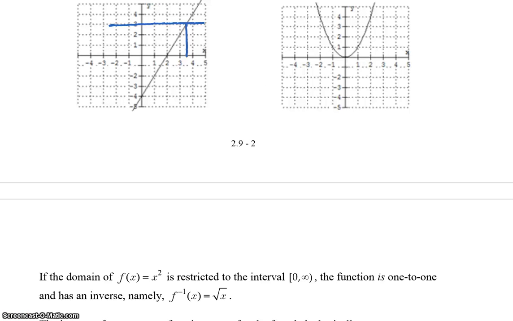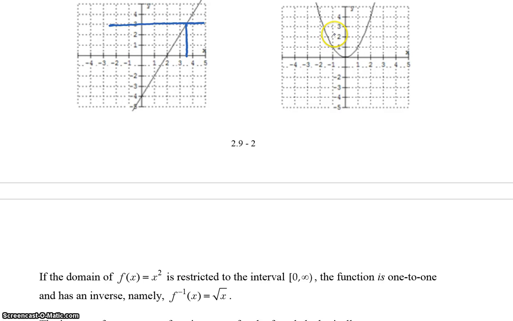Notice if we go to the next page, it says if the domain of f of x equals x squared is restricted to the interval 0 to infinity, the function is one-to-one and has an inverse. And its inverse is what you would expect it to be. You want a function that reverses f of x equals x squared, or cancels it out, so to speak. It would seem reasonable that the square root function would serve that purpose. So its inverse is the square root function if we only use values of x that are non-negative, from 0 to infinity.